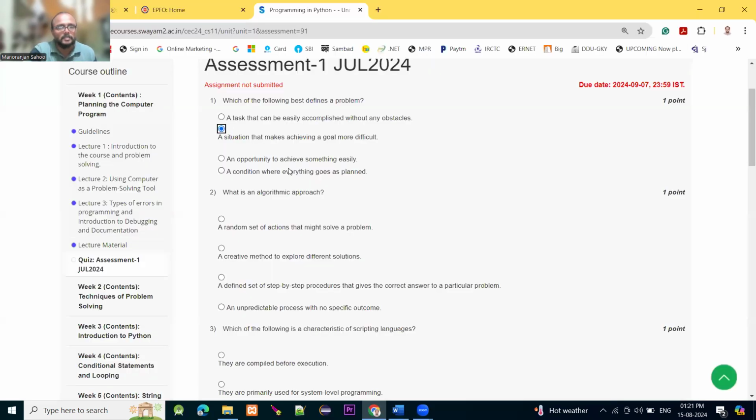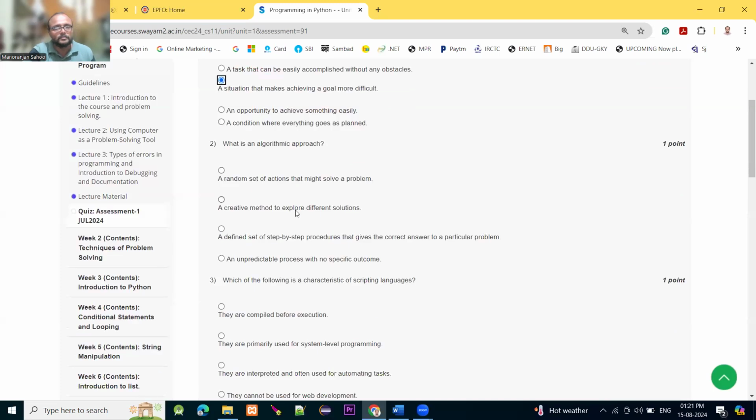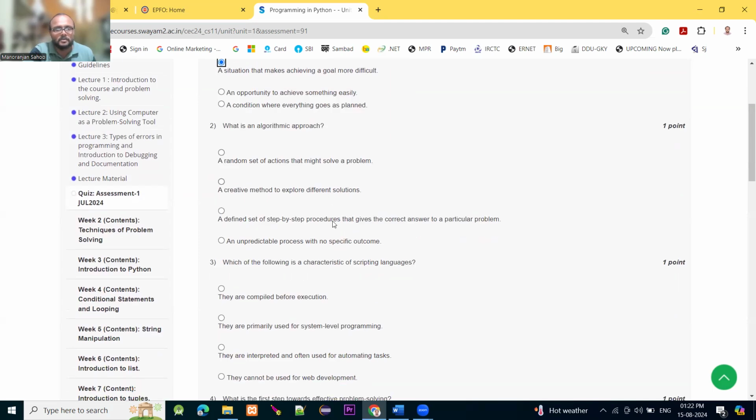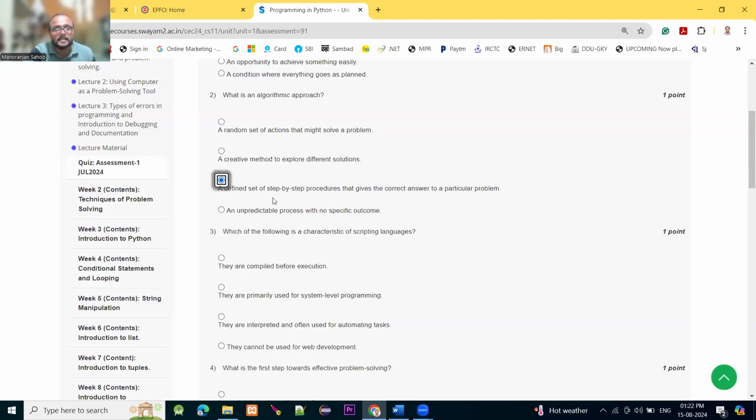Moving to question number 2. What is an algorithm approach? Algorithm means step-by-step procedures. So you have to see, the first one is a random set of actions, no. The creative method, no. A defined set of step-by-step procedures that gives the correct answer to a particular problem.